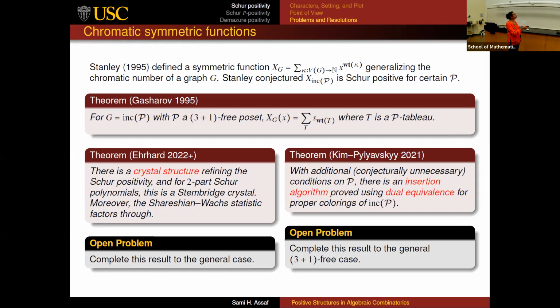And their proof uses a dual equivalence that they put on these proper colorings. And on the other side, Henry Ehrhard, who's also here, has a crystal structure that refines the positivity. Now, again, it's only in a special case, but it's a really beautiful answer in this special case. So it's refining this positivity. And for the two-part Schur polynomials, we get a Stembridge crystal. We get the kind of object that we really want.